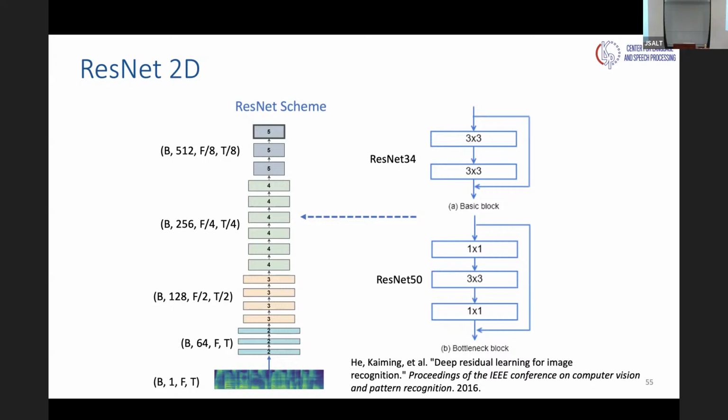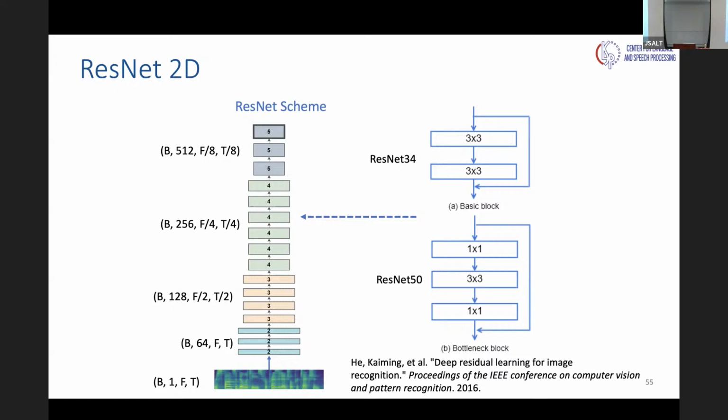Okay, so you have first 3 blocks where you increase the number of channels from 1 to 64, and then you have several blocks here, and each time you switch this group of blocks, you do a downsample in frequency dimension and time dimension. So at the end, your feature maps are downsampled 8 times in the output.